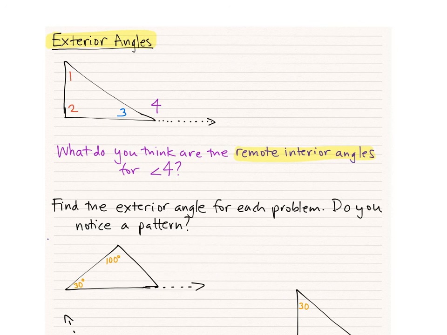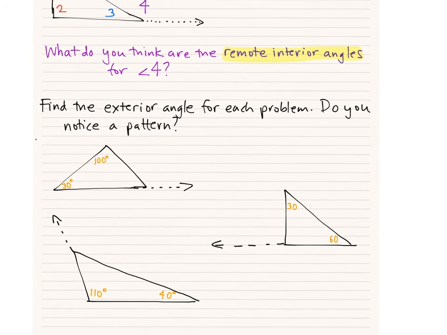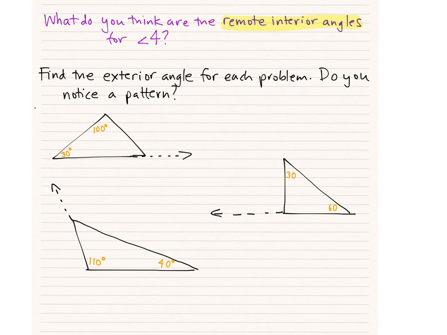And there is a special relationship between the remote interior angles and the exterior angles, which we're going to find in these examples, and we're going to look for a pattern here. So we're trying to find the exterior angle in each problem. In this case, we've extended this line here, so this is the exterior angle. In this example, it should have been a straighter line. Sorry about that. This is the exterior angle we're looking for. And then this one, we extended this, and we're looking for this one.